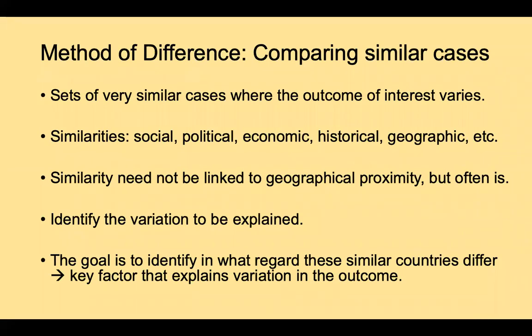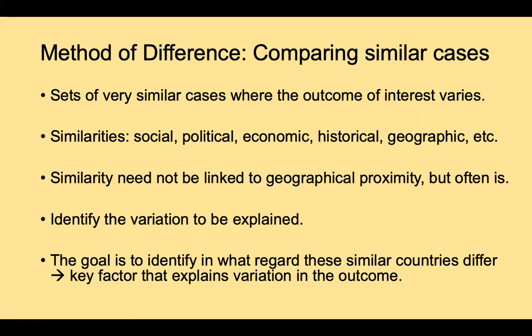Now, the method of difference involves comparing similar cases. These are sets of very similar cases where the outcome of interest varies. For example, our example, Chile and Paraguay. Why did one country transition to democracy while the other remained an authoritarian regime in the 80s and 1990s? Now, the similarities between those cases are going to be social and political, economic, historical, and geographical.